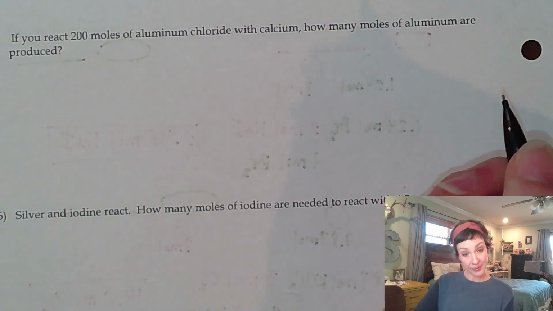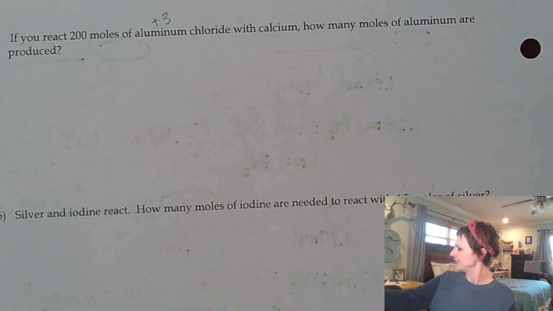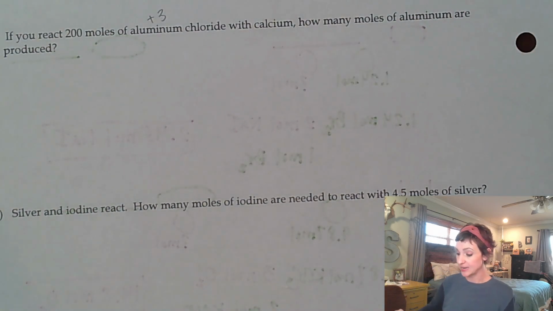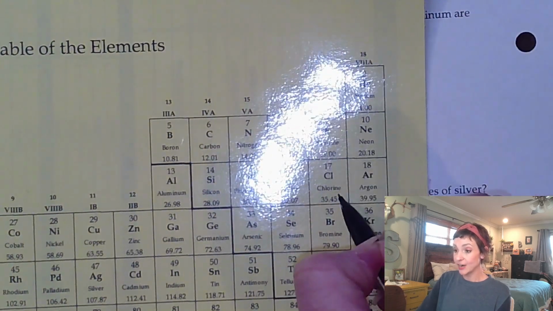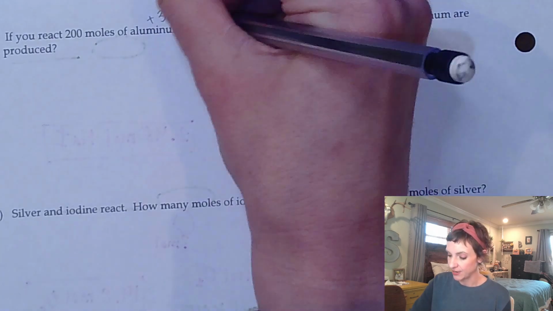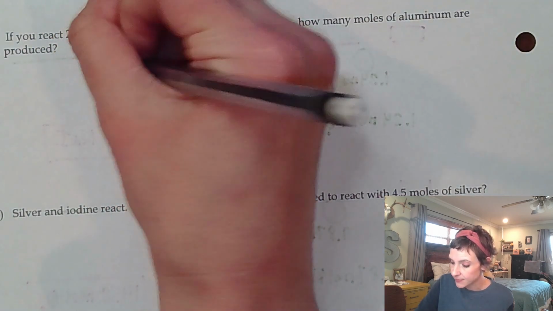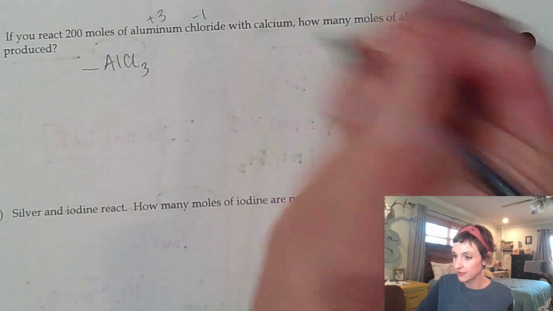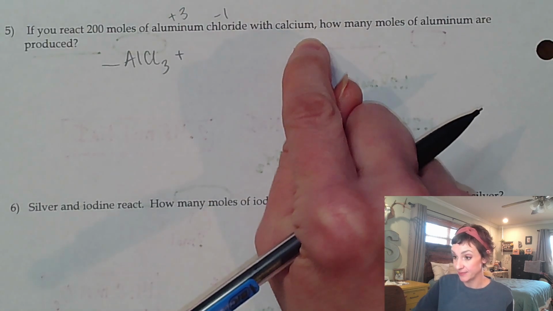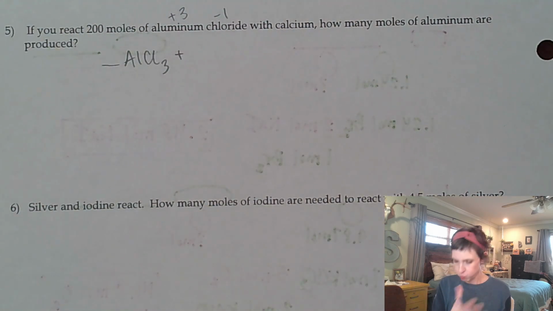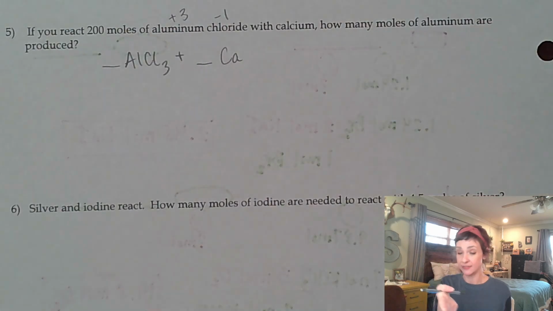Cool. So let's write the formula for aluminum chloride. Aluminum's got a +3 charge. Where's my periodic table? We cannot go very far without our periodic table. We know that aluminum always has a +3 charge, and chlorine always has a -1 charge in an ionic compound. So my first compound, aluminum chloride, is going to be AlCl3. Amazing. Now my second reactant is calcium. It's not in a compound, it's just one element, calcium. And so the cool thing about one single element is I just write the symbol.